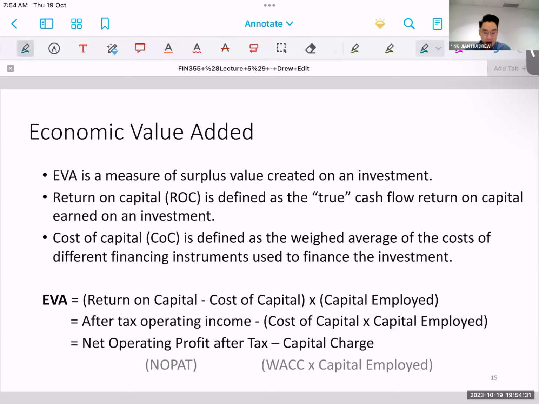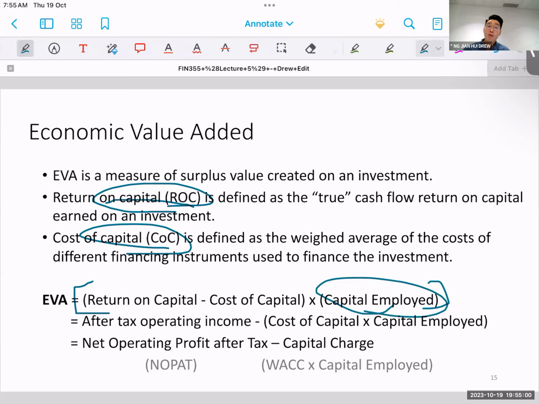So remember, EVA, what we're talking about is the return on capital now. ROC and cost of capital, right? So no longer equity. We're talking about capital, which is debt and equity holders. So the concept at the end of the day is the same. Remember, we have the ROE minus cost of equity, COE, right? So now it's the same. Return on capital minus cost of capital, multiplied by capital employed. Previously it's multiplied by book value of equity. Now we take the capital employed because we talk about the whole capital.